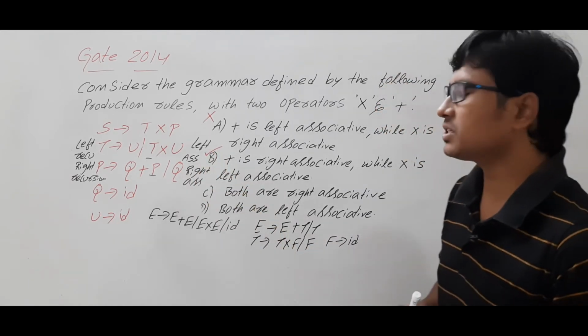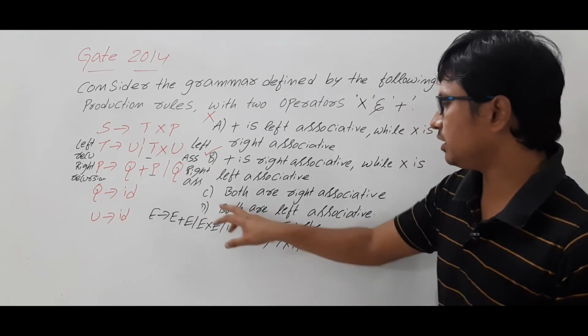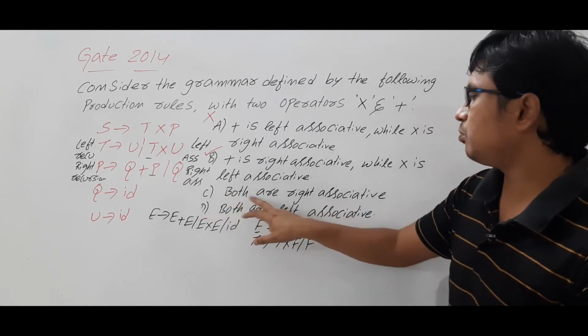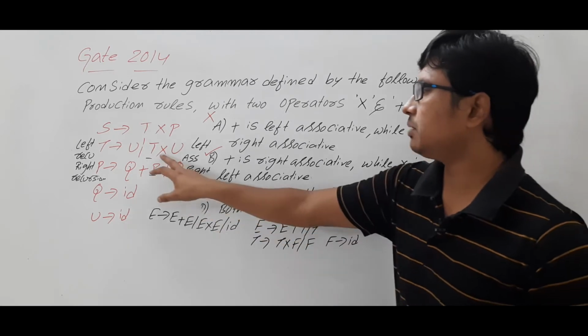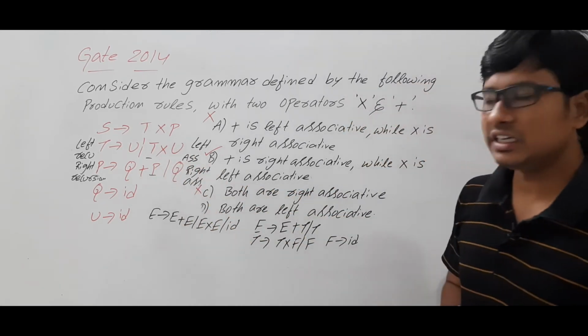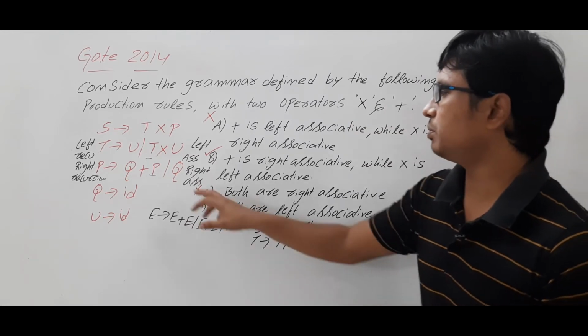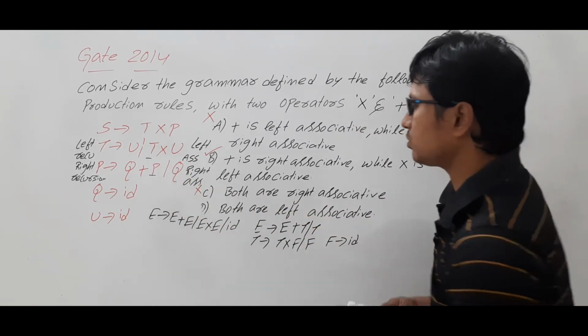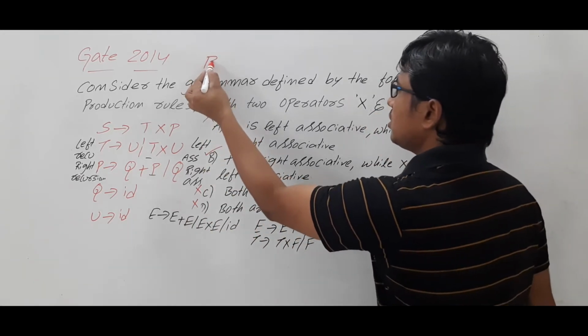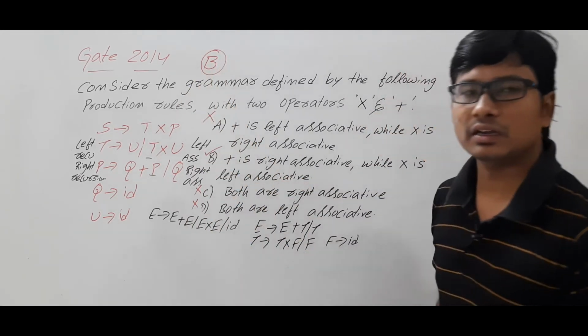Now look at option C and D. We need to find out whether they are correct or wrong. Option C is saying both are right associative. No, multiplication is left associative, so option C is wrong. And option D is saying that both are left associative, but plus is right associative, so option D is also not correct. For this question, option B is the correct answer.